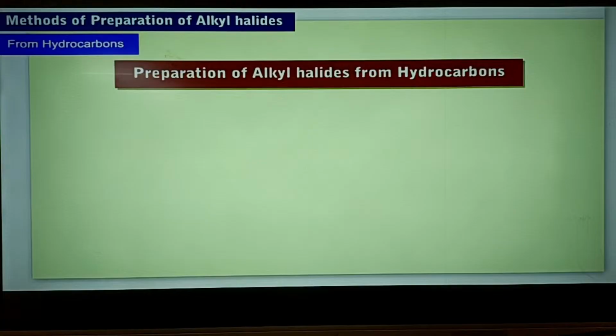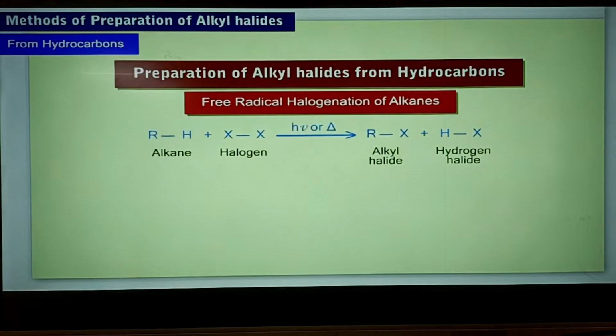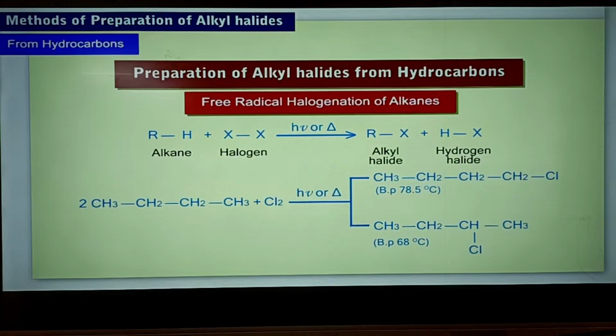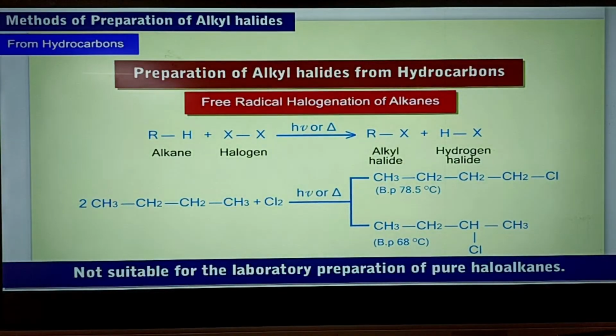Alkyl halides can also be prepared by free radical halogenation of alkanes. The general equation is shown here. You can think of it as the substitution of a hydrogen atom by a halogen atom. The free radical chlorination or bromination of alkanes gives a mixture of isomeric mono and polyhaloalkanes, which is difficult to separate as pure compounds. Hence, this method is not suitable for the laboratory preparation of pure haloalkanes.